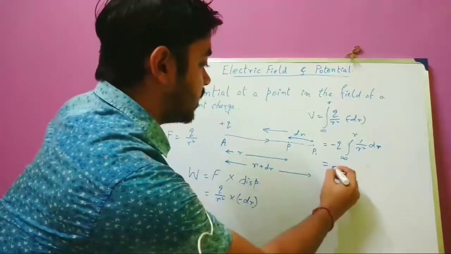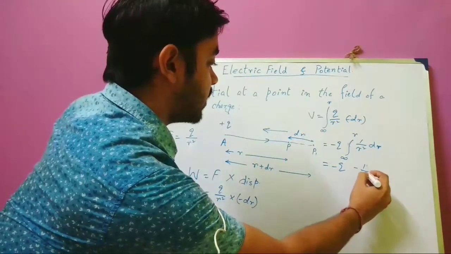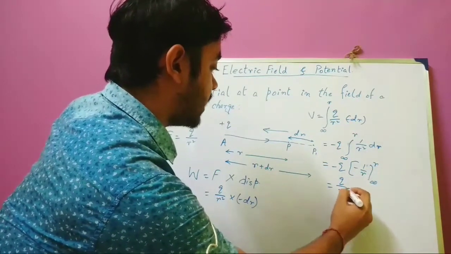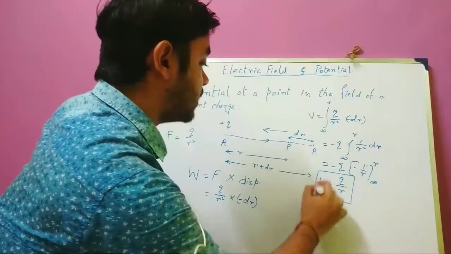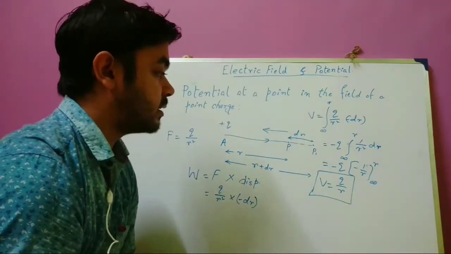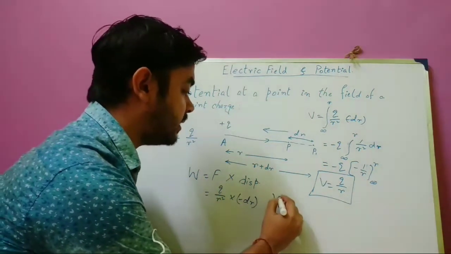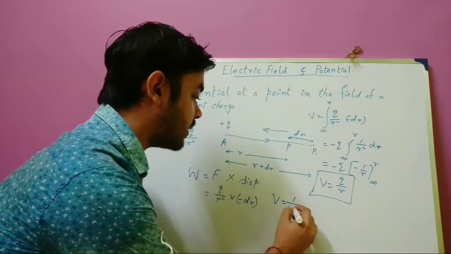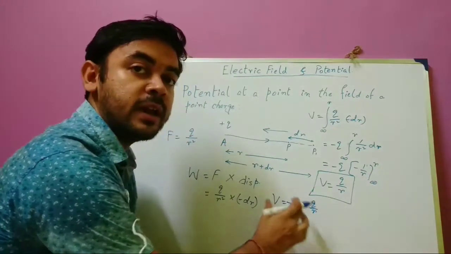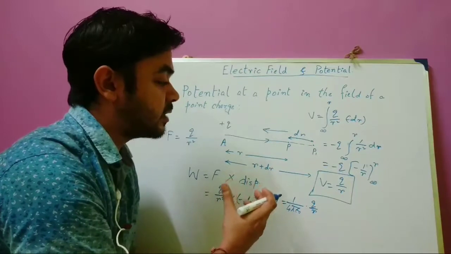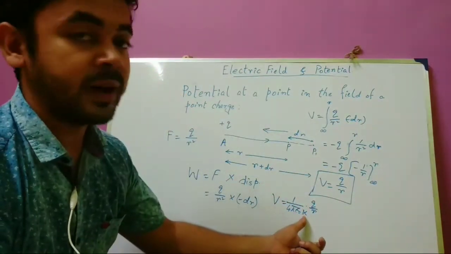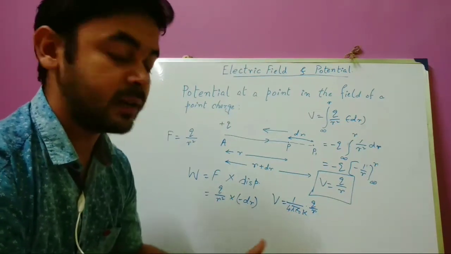So this will give minus Q minus 1 by R from infinity to R. So this will be Q by R. So V will be equal to Q by R. Clear? In SI unit, the electric potential V is given by 1 by 4 pi epsilon 0 into Q by R. This is in SI unit, and if a dielectric medium is placed, then there will be a term K, where K is the dielectric constant of the medium.